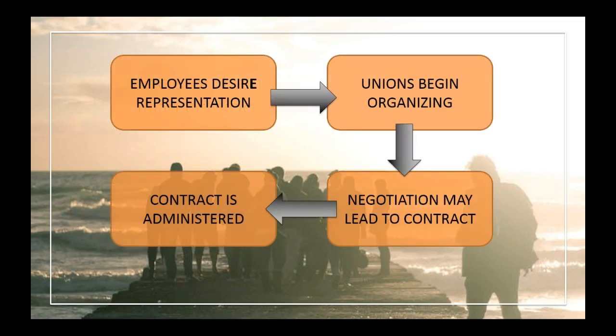This chart gives you an overview of the process that occurs in union formation. For a union to be formed, the employee must desire representation by a union, and there needs to be appropriate numbers. So the union will begin organizing and trying to get membership up. With appropriate numbers, negotiations may lead to developing a union contract, and that contract then may be approved, and then may be administered.